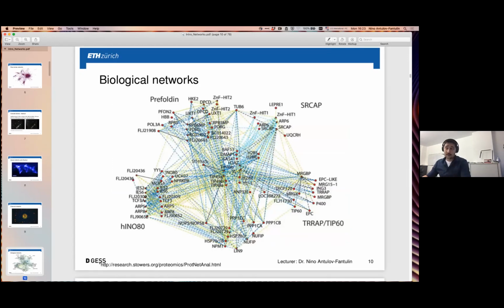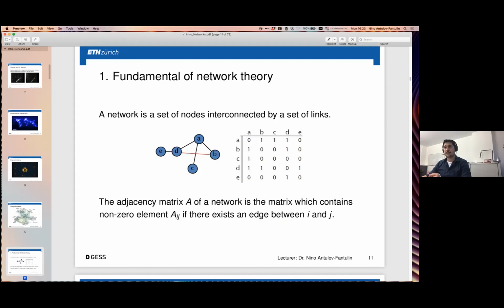There are also biological networks. Here we are showing nodes that denote different proteins, and you have an edge if they are interacting with each other. So here we would be talking about protein interaction networks. After all of this, I will directly jump into it and explain from scratch the fundamentals of network theory and how we are modeling networks.